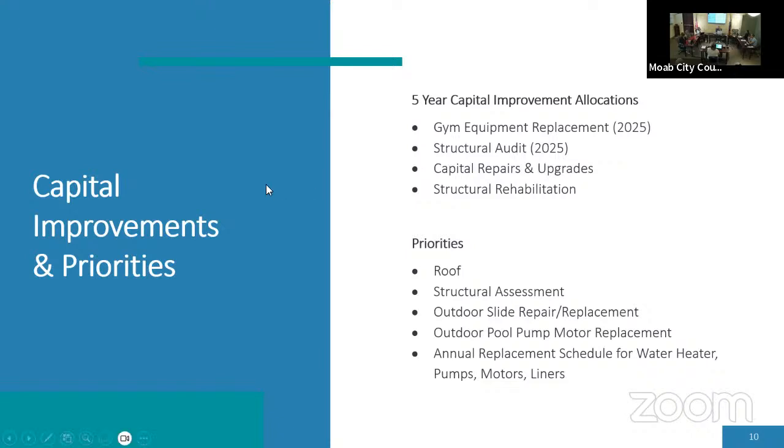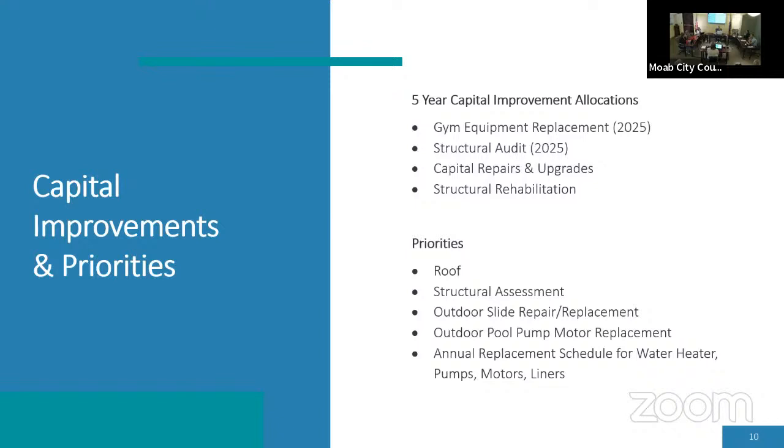In the coming 1 to 3 years, the priorities immediately need to be the roof, of course, and the structural assessment. The next step for that is we're currently in the process of contacting civil engineers to do a full structural audit of the facility. The outdoor slide repair and replacement will be happening pretty soon. The outdoor pool pump motor will most likely need to be replaced at the end of season this year. And then an annual replacement schedule for water heaters, pumps, motors, and liners, as we've had listed.